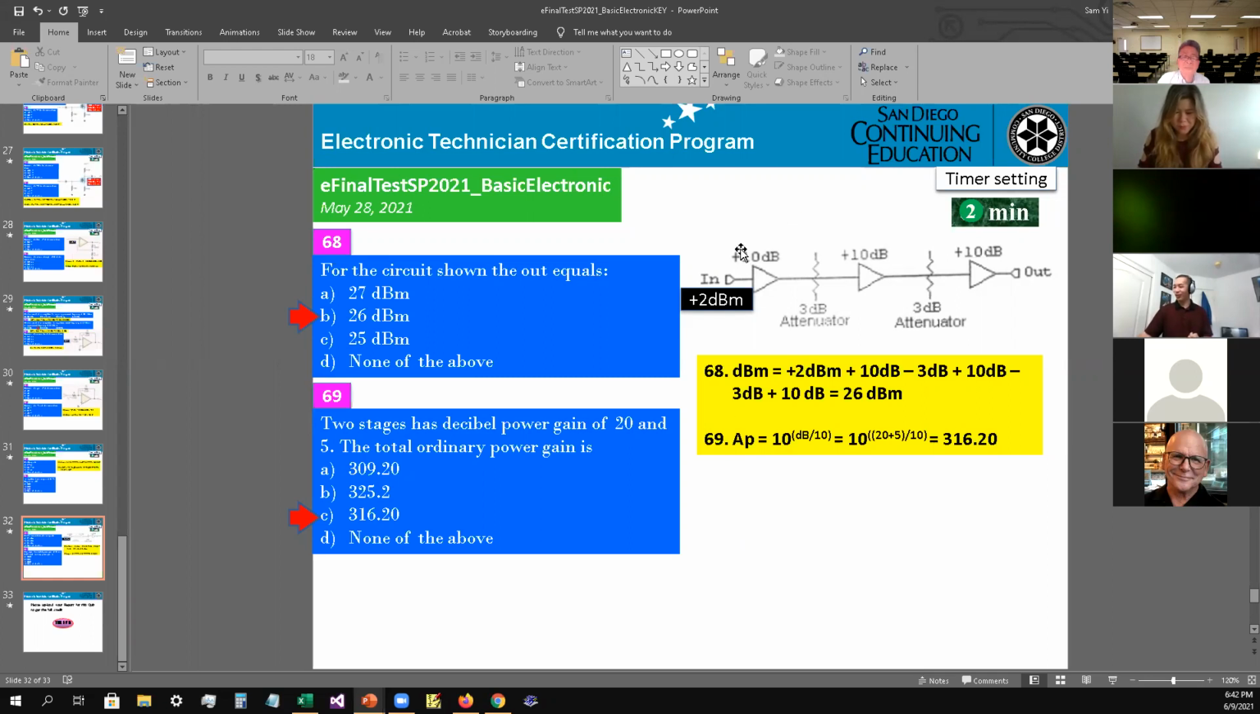So you have 10 plus 10 plus 10, so that's 30. And then minus the 3 and minus the 3, so minus 6, which is the attenuator. That's what Richard was talking about. So the total would be 24 in the amplifier chain, and then plus the input, which is the 2. So the output would be 26.